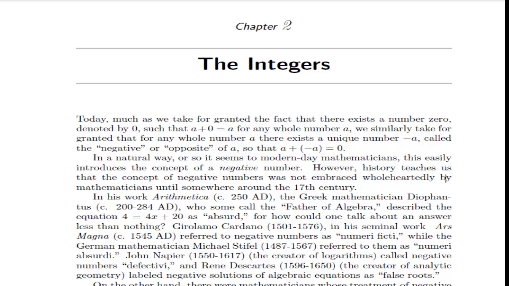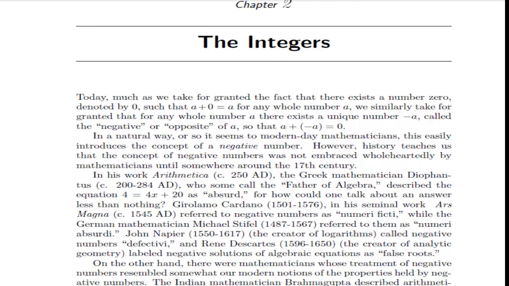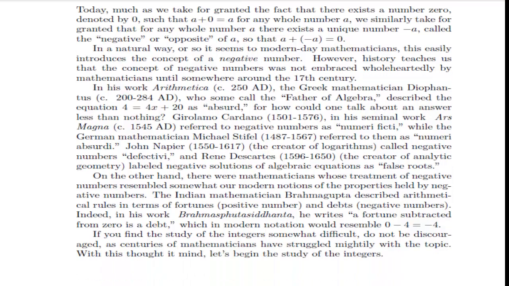In a natural way, or so it seems to modern-day mathematicians, this easily introduces the concept of a negative number. However, history teaches us that the concept of negative numbers was not embraced wholeheartedly by mathematicians until somewhere around the 17th century. In his work Arithmetica, the Greek mathematician Diophantus, who some call the father of algebra, described the equation 4 equals 4x plus 20 as absurd. For how could one talk about an answer less than nothing?